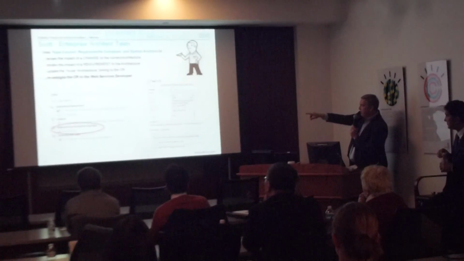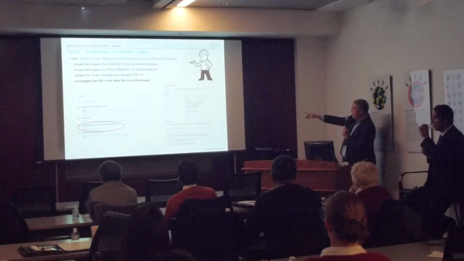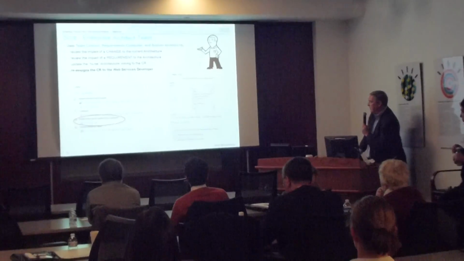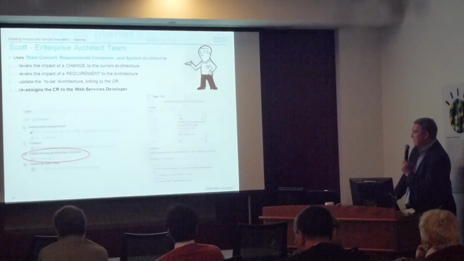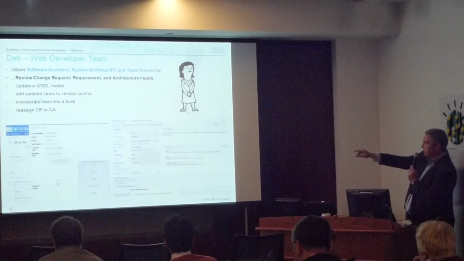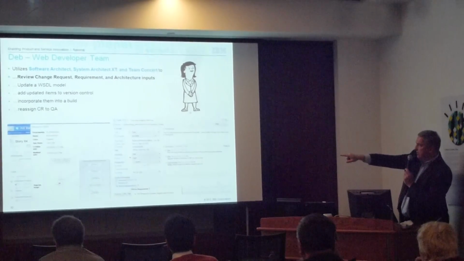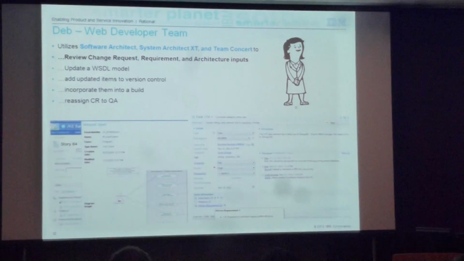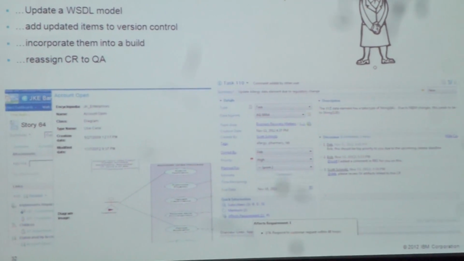And we can come down and notice, the developer may look at it and say, well, what is this linked to? It's account open. Well, he can actually hover over account open. This is the developer now. Deb is also the web developer. He can say, well, what diagram is this linked to? Well, it's linked to a use case diagram in System Architect. So I'm hovered over that use case diagram.